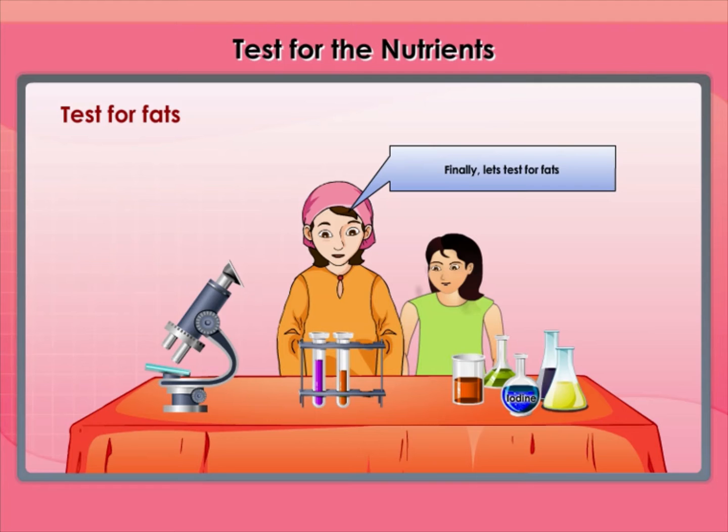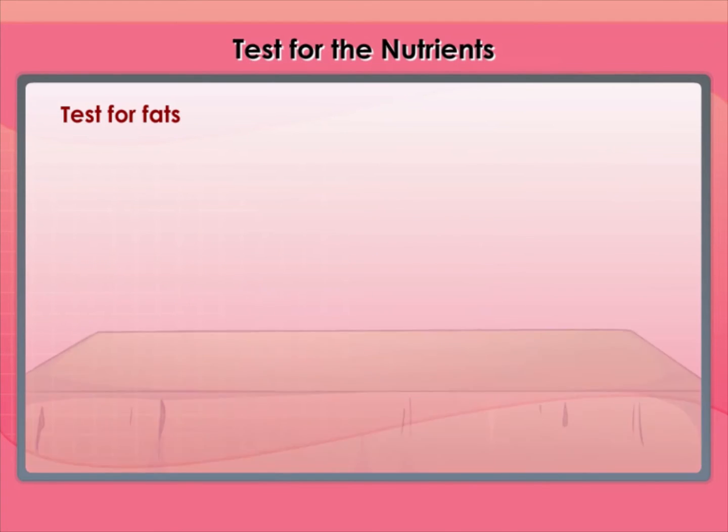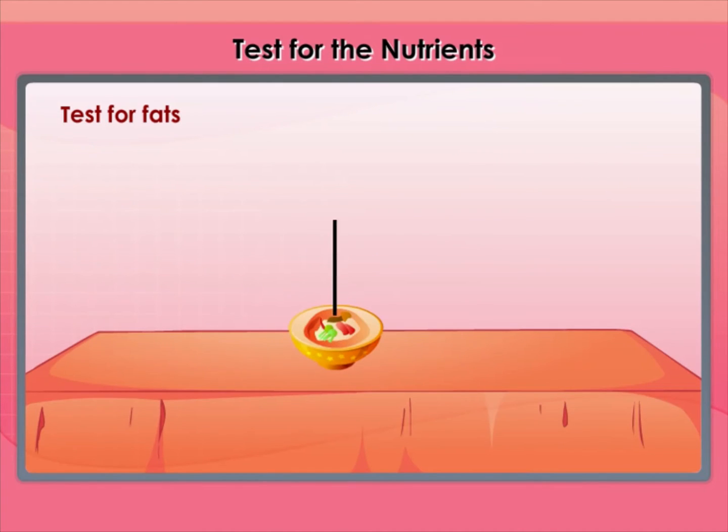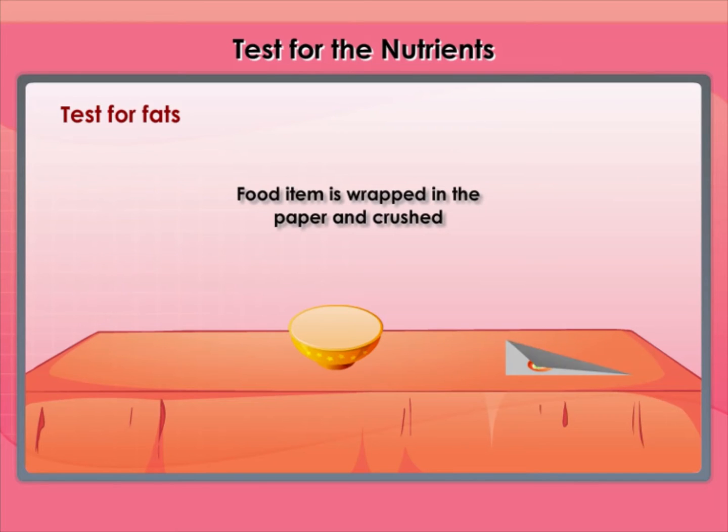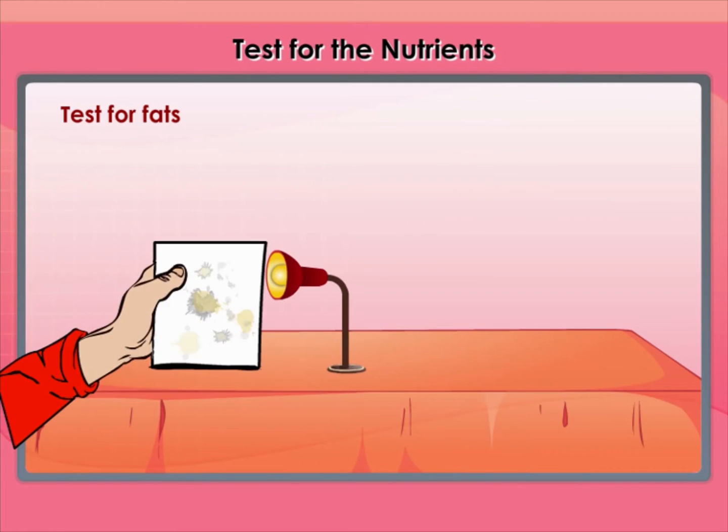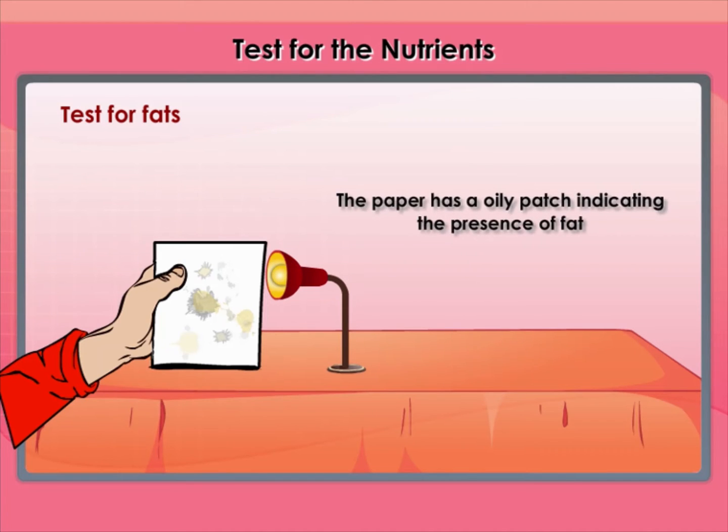Finally, let's test for fats. Let us take a small amount of paneer butter masala for the test. Let's wrap it in a piece of paper and crush it. As an observation, we should notice the oily patch on the paper. To view the patch clearly, let's hold the paper in front of the light. The oily patch is clearly seen, which indicates the presence of fat.